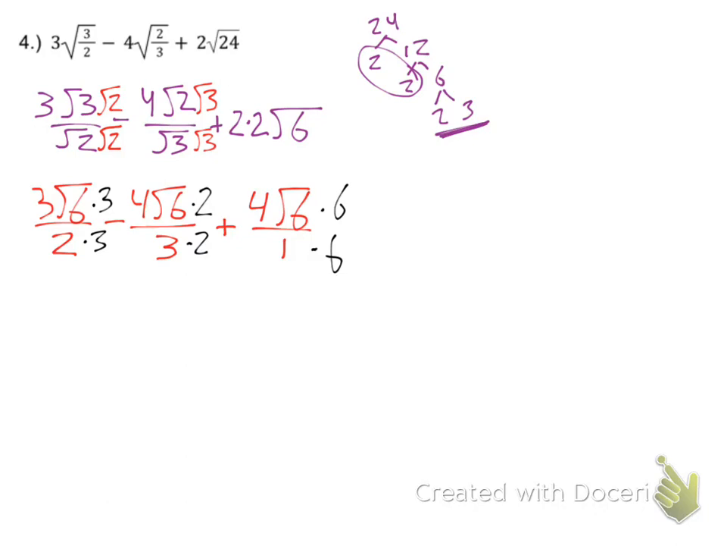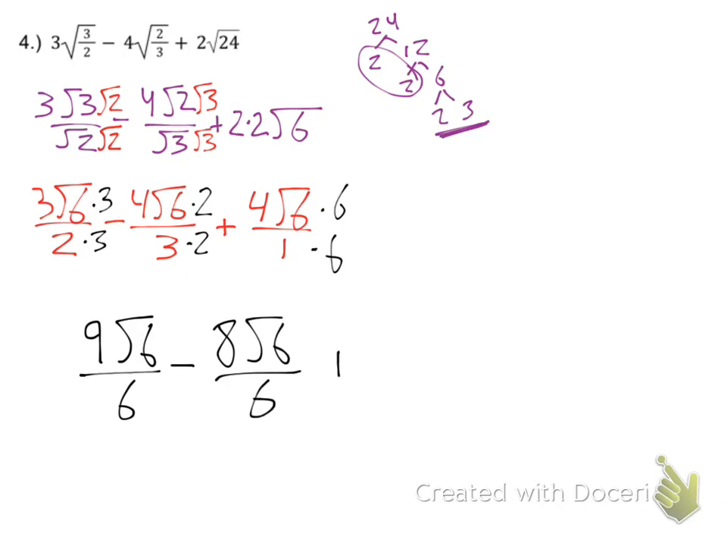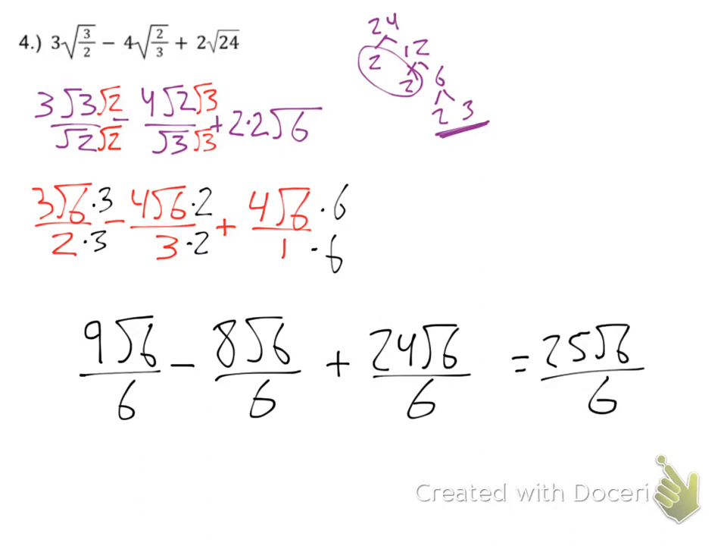What's 3 times 3? 9. So we get 9 square root 6 all over 6 minus 8 square root 6 all over 6 plus 24 square root 6 all over 6. If I have 9 of something minus 8 of something plus 24 of something, what do I have? I will have 25 square root 6 all over 6. And that is your answer.